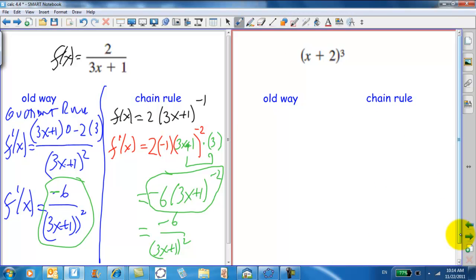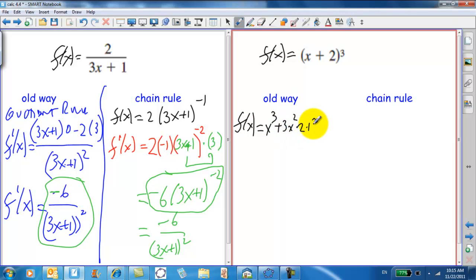Let's try another example. The old way would be to say, oh, we can't do this because we can't distribute derivatives over this composition. So the old way would be to go through all the hassle of first expanding it out, saying f of x is x cubed plus 3 times x squared times 2 plus 3 times x times 2 squared plus 2 cubed. And so we simplify it down to x cubed plus 6x squared plus 12x plus 8. Now you can take the derivative.